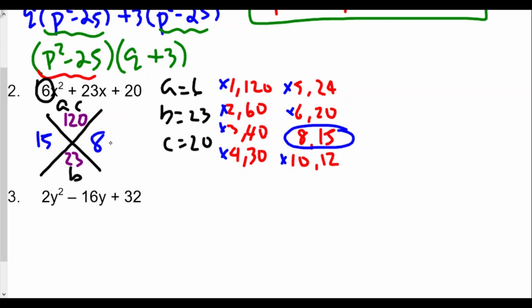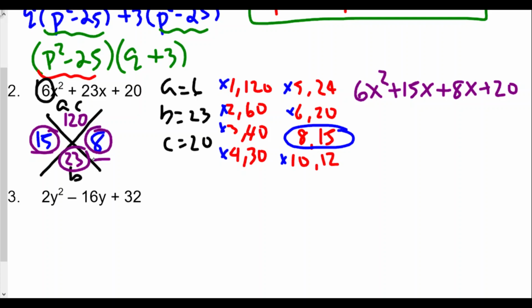Now, those are not the numbers that go into the back of the parentheses though. Instead, we're going to rewrite the expression 6x squared plus 23x plus 20 using the numbers 15 and 8. And so in this case, when we write this, we get 6x squared plus 15x. That's where we use the 15, and it becomes the x value in the middle, plus 8x, that's the second number we found, plus 20. Because remember, the 15 and the 8 add up to 23, making this 23x. So 15x plus 8x equals 23x.